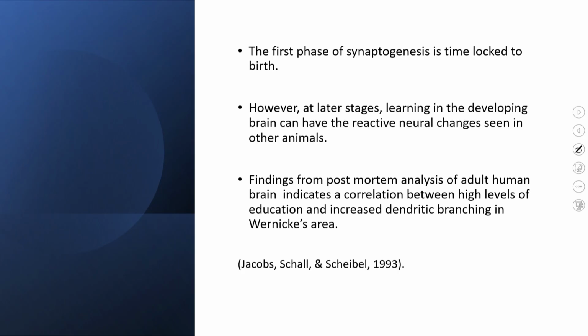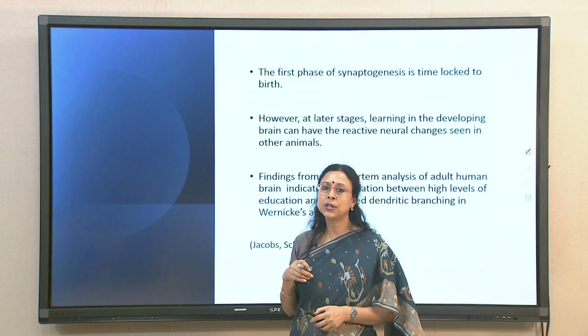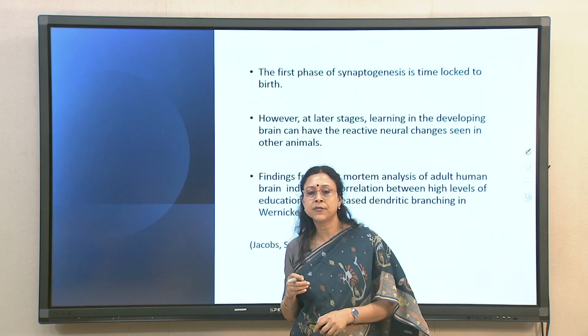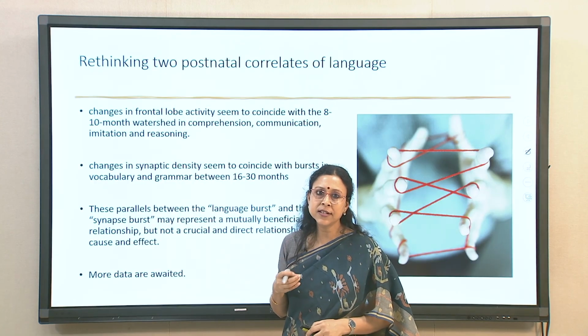Findings from many studies, in fact post mortem analysis of adult human brains, have shown a correlation between high levels of education and increased dendritic branching in Wernicke's area. So, this is an example of experiences changing the neuronal structure itself. There is a direct correlation between experiences and neural changes.